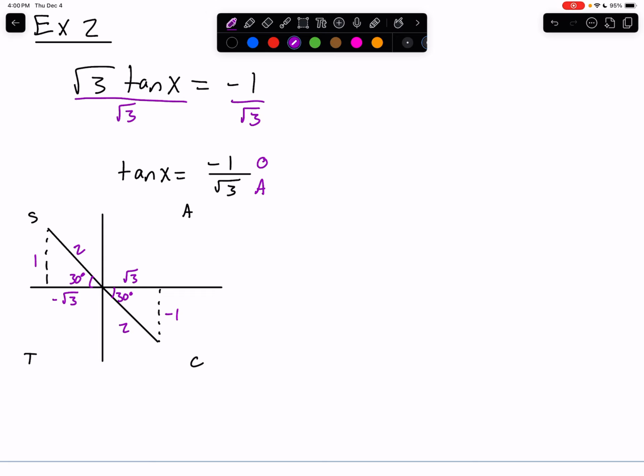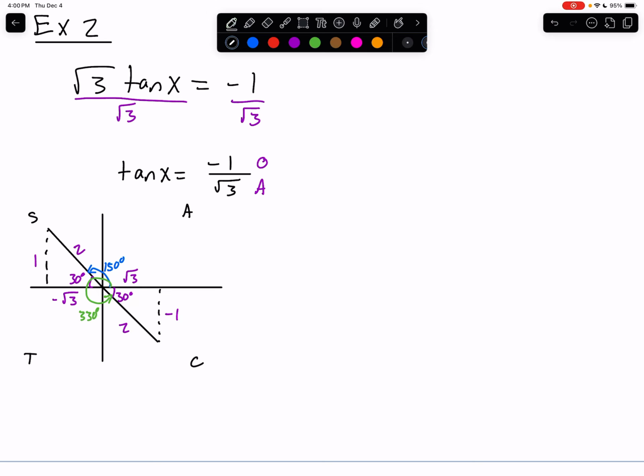Okay, now 30 degrees is not my final answer. I'm going to need this blue obtuse angle, so I can do 180 minus 30. That gives me 150 degrees. And then the other angle I'm going to want is this big green angle. So for the big green angle, I can do 360 minus 30. That's going to give me 330 degrees.